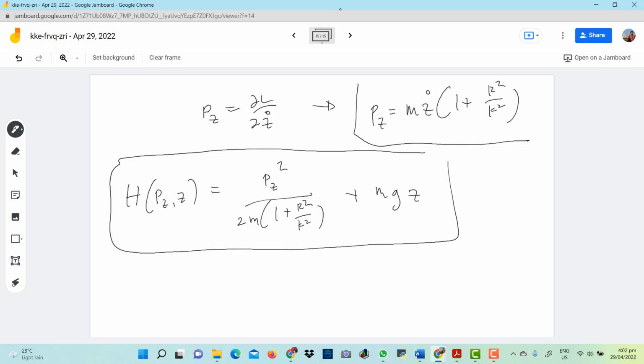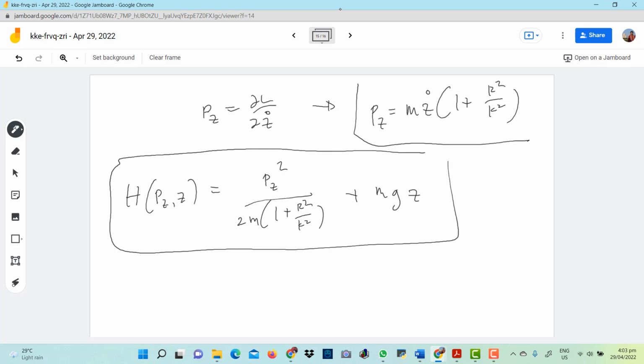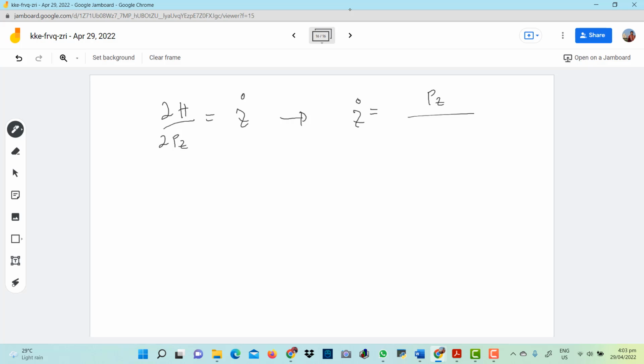And then do Hamilton's equations of motion. We have partial H with respect to pz, which is just equal to z dot. If I differentiate the Hamiltonian with respect to pz, I get z dot equal to pz over m (1 plus r squared over k squared). Okay, so this is my z dot.